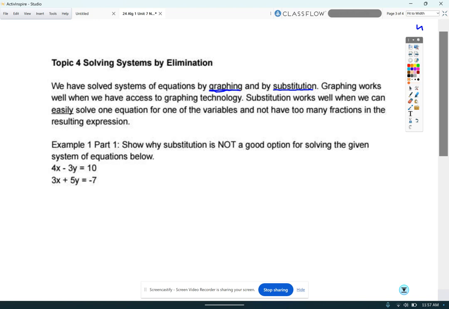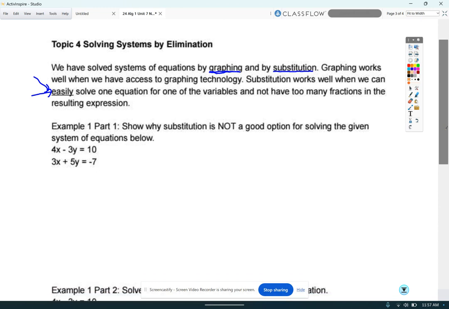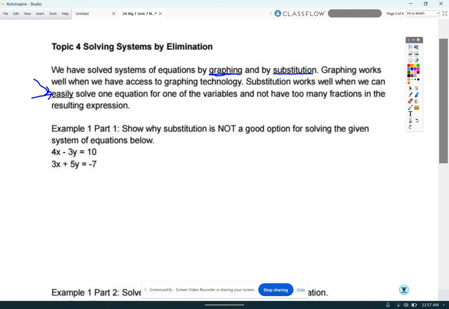Substitution works well when we can easily solve one equation for one of the variables and not have too many fractions in the resulting expression. So for this, we're going to start by talking about why substitution is not a good option for solving the system of equations. So remember, your first step in substitution is to take one of the equations and either solve it for x or for y.